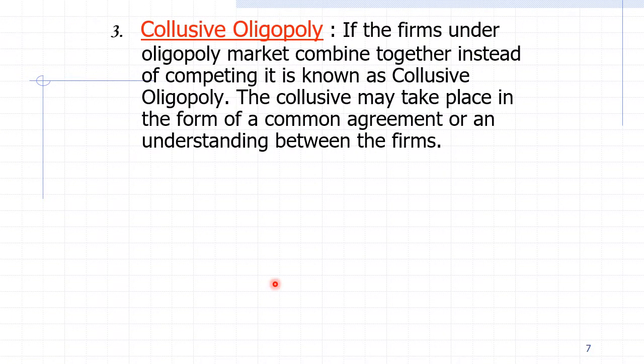The third form is collusive oligopoly. If the firms under oligopoly market combine together instead of competing, it is known as collusive oligopoly. It's like a group. The firms all act as a group finally, then it is named as collusive oligopoly. The collusion may take place in the form of a common agreement or an understanding between the firms.